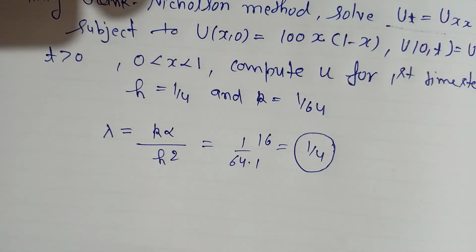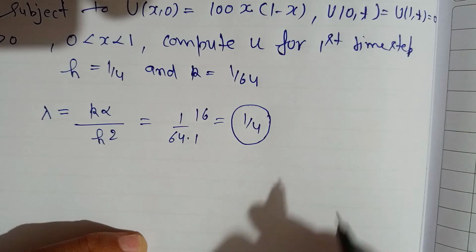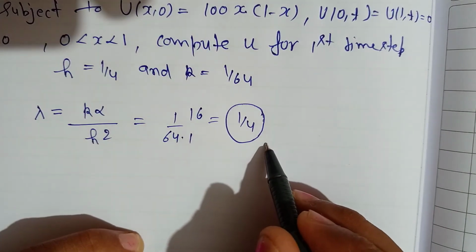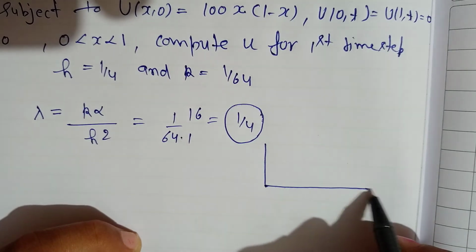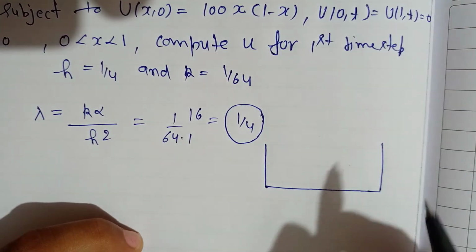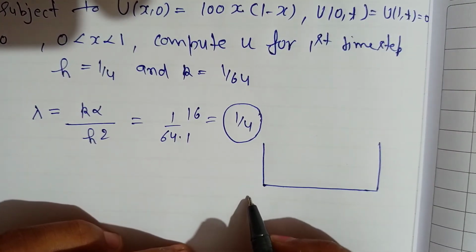Now let us see the notation first. So this is the u00.